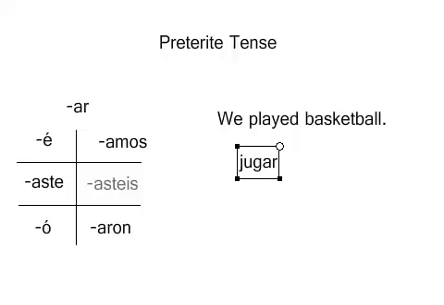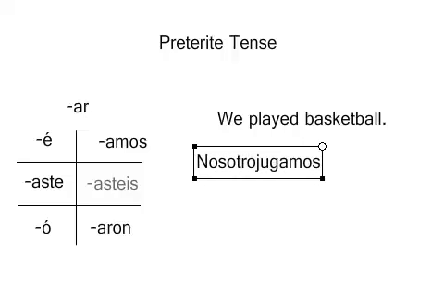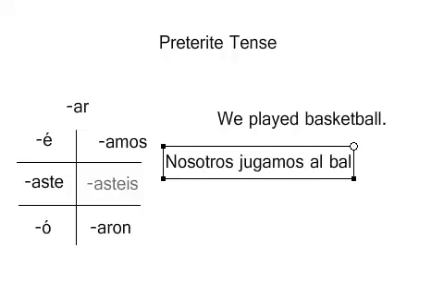So here we have our AR endings. Again, our next step then is to cut off the AR, and since the subject is we, we're going to go ahead and use the nosotros form and add that to our verb here as the ending. So we have jugamos, and we can fill out the rest of the sentence. Nosotros jugamos al baloncesto.